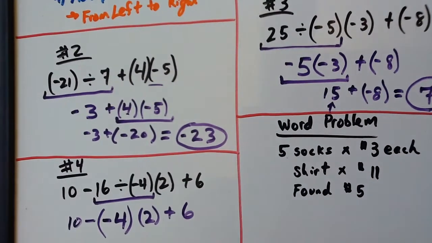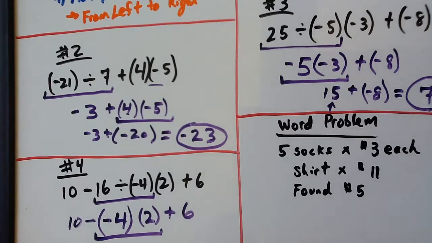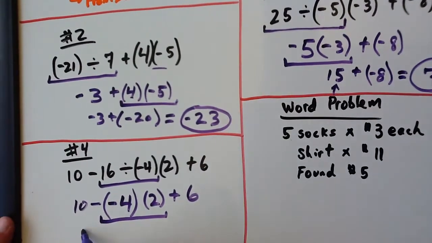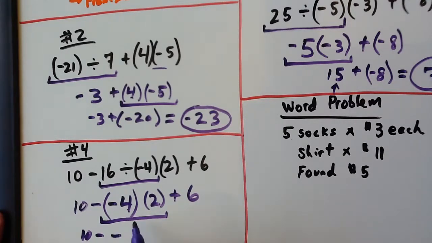Okay, next I'm looking for, here I have multiplication. Got to multiply before I can add and subtract. So I still have 10 minus, now what is negative 4 times 2? Well, the signs are different, so my product is negative. 4 times 2 is 8. Still need to add 6.